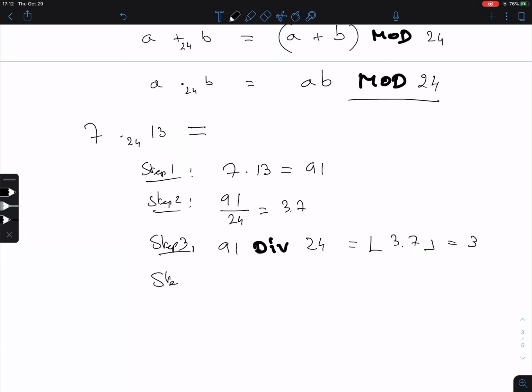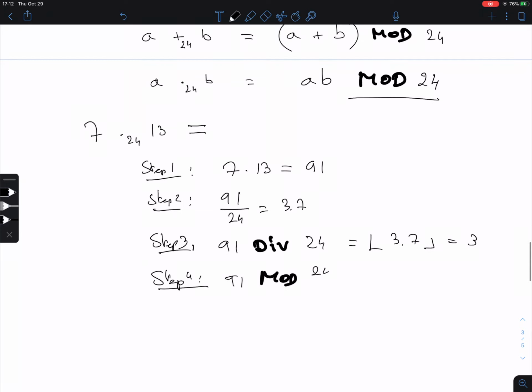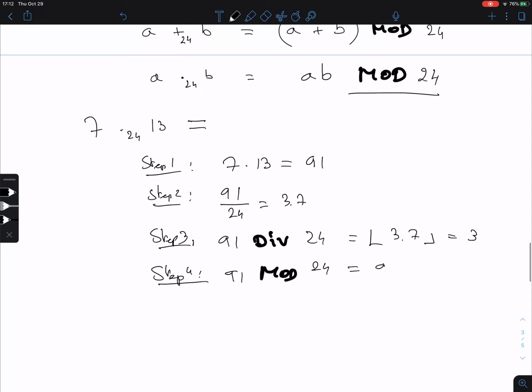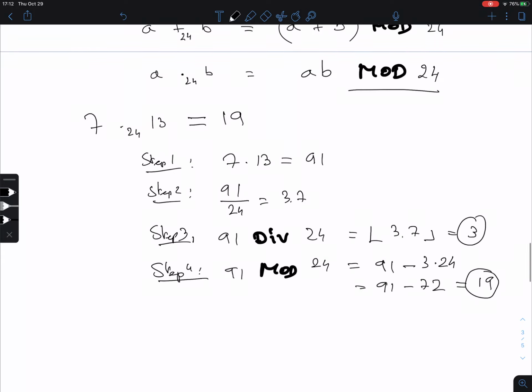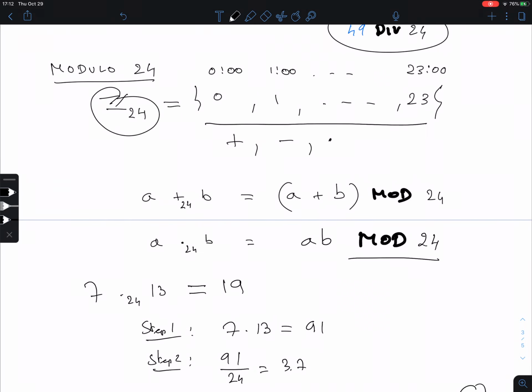And then finally, step 4 is where we actually calculate 91 mod 24. We take 91, the original number, and subtract from it 3 times the divisor, or the modulus. So that is 91 minus 72, and that therefore is 19, if I am not completely wrong right now. So the conclusion is that this is 19. Notice that this number is one of the remainders that are in the set Z24. So this is again an element in Z24.